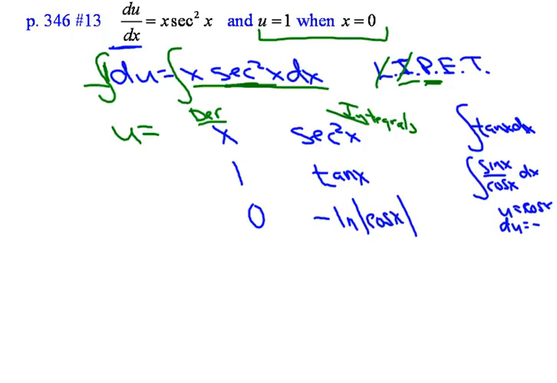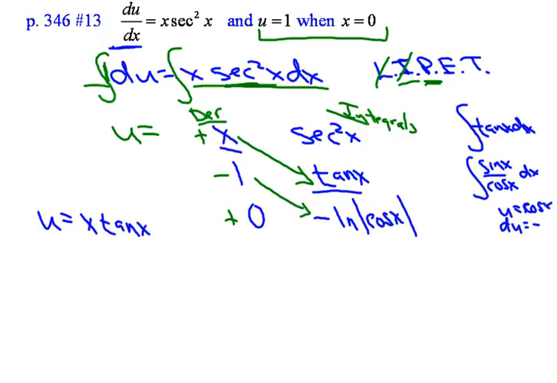Okay, back to our tabular integration here. We know the signs alternate. We've got a plus and a minus and a plus. Coming across right here, we start to see our answer form. And so we have u equals, I've got x times the tangent of x, so x tangent of x. For my next term, I notice I have two negatives, so it becomes a positive. I've got the natural log of the absolute value of the cosine of x plus c.